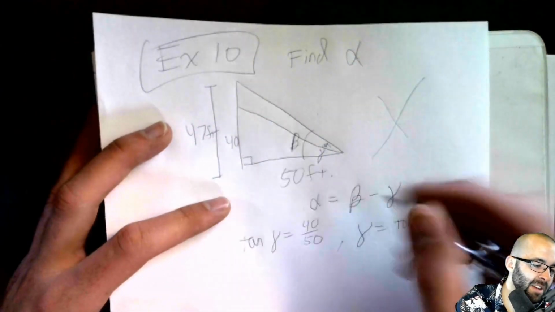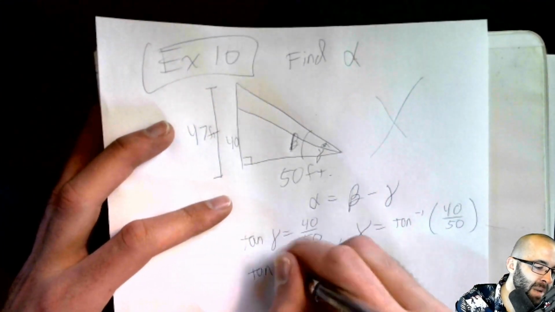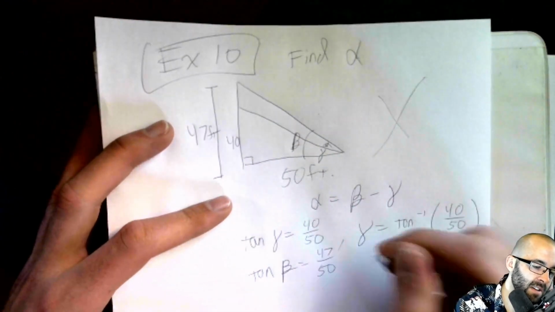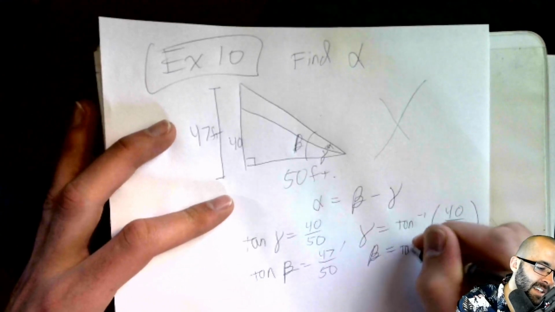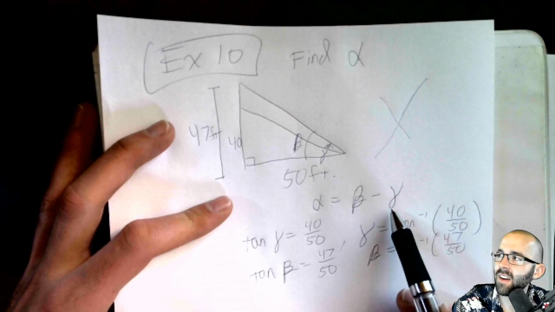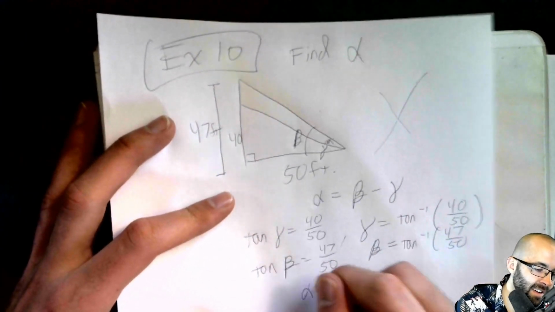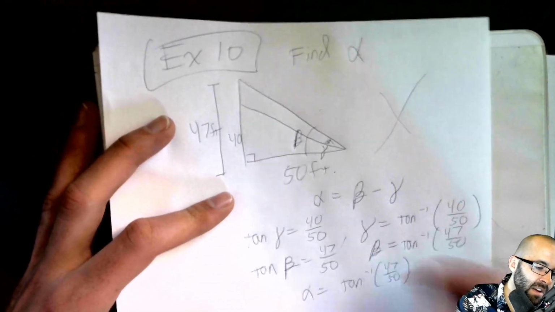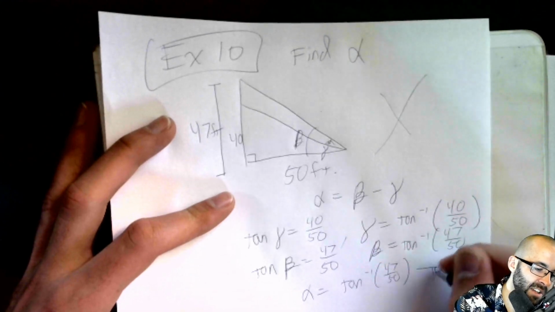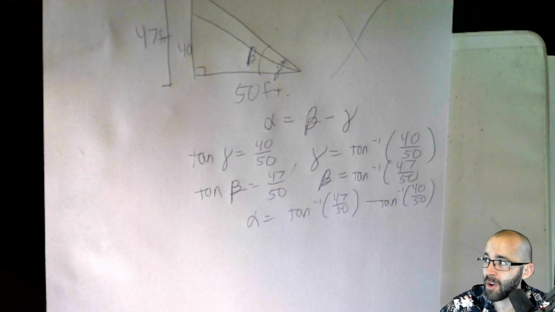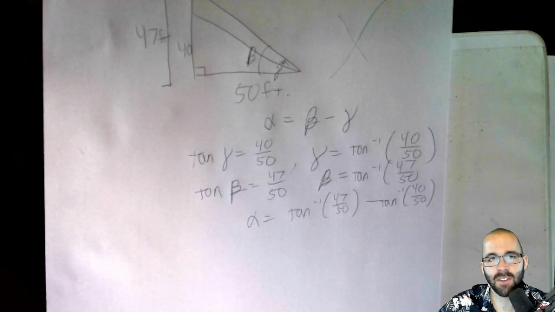So likewise, now we need to find big boy beta. So the tangent of beta is the opposite, which is 47, divided by the adjacent, which is 50. So again, big boy beta is the inverse tangent of 47 over 50. So now alpha is just beta minus gamma. So beta is the inverse tangent of 47 over 50 minus gamma, which is the inverse tangent of 40 over 50. And big warning: make sure you're using either degrees or radians and know what you're using. For applications, degrees usually makes more sense.